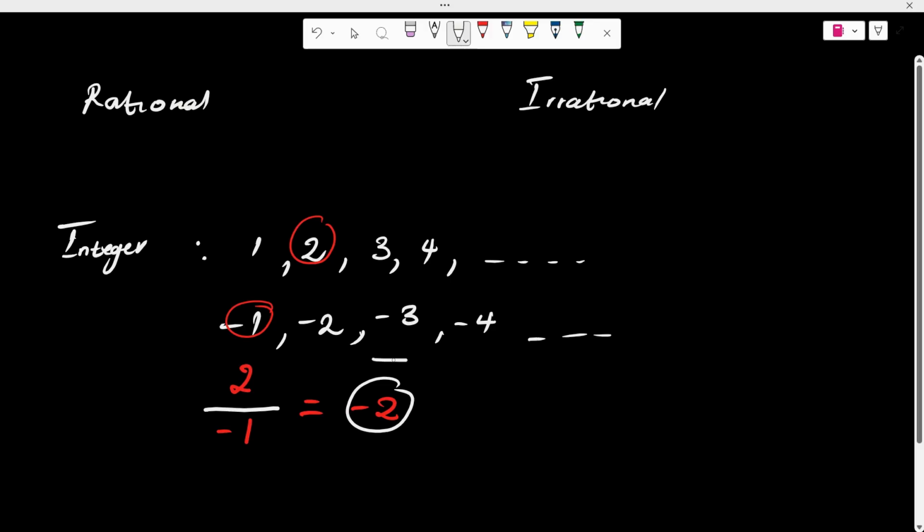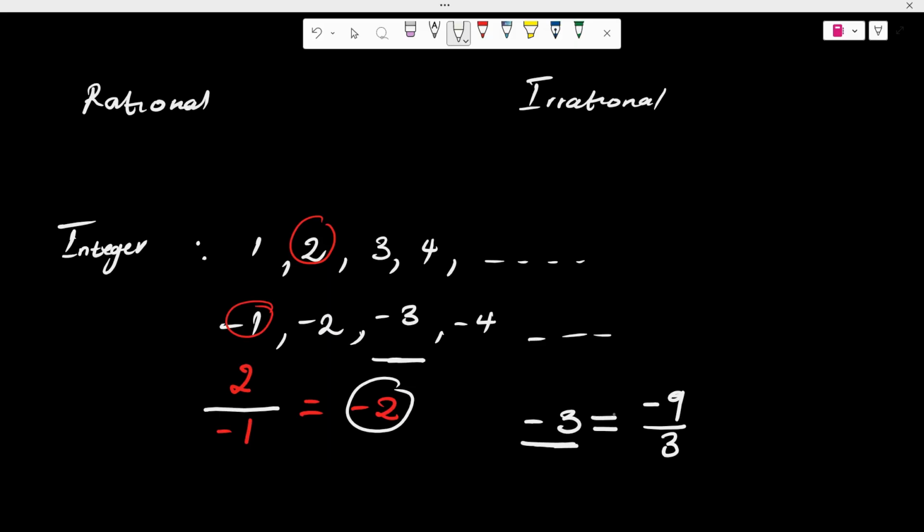Let's take -3, for example. Would you say it's a rational number or an irrational number? Or the right question is, can the number be written as a fraction? And the answer is yes, it can be written as a fraction. So let's take -9 over 3. This gives us -3. So this -3 can be expressed in this way, and this way is a fraction, so it makes it a rational number.